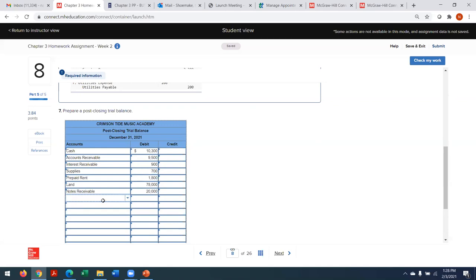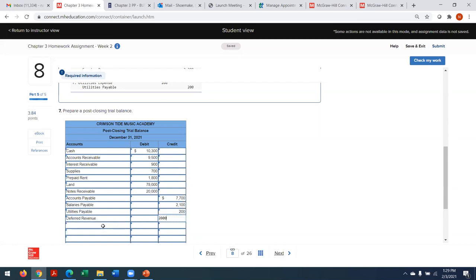Okay. Now we'll have to go to payables. What are our payables? Accounts payable? Yes. How much? 7,700. What's next? Salaries. How much? 2,100. Next? Utilities. 200. Then the unearned revenue. 2,000.